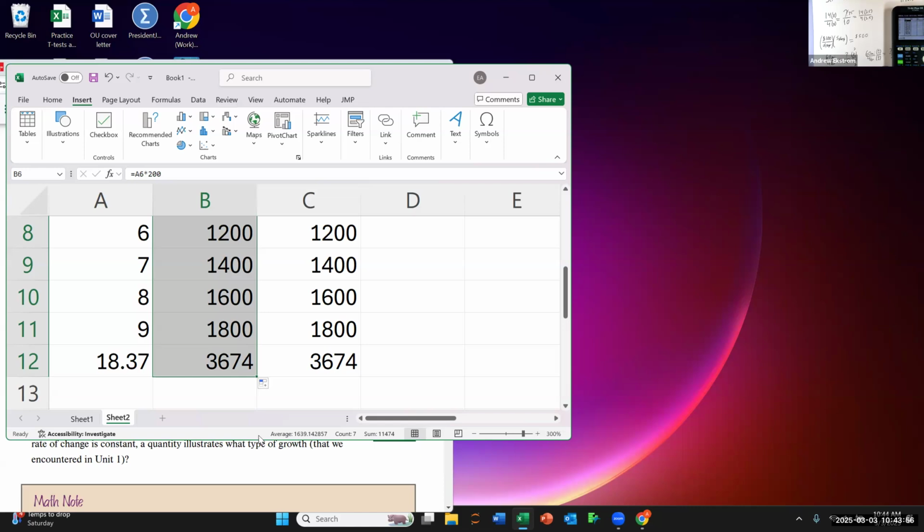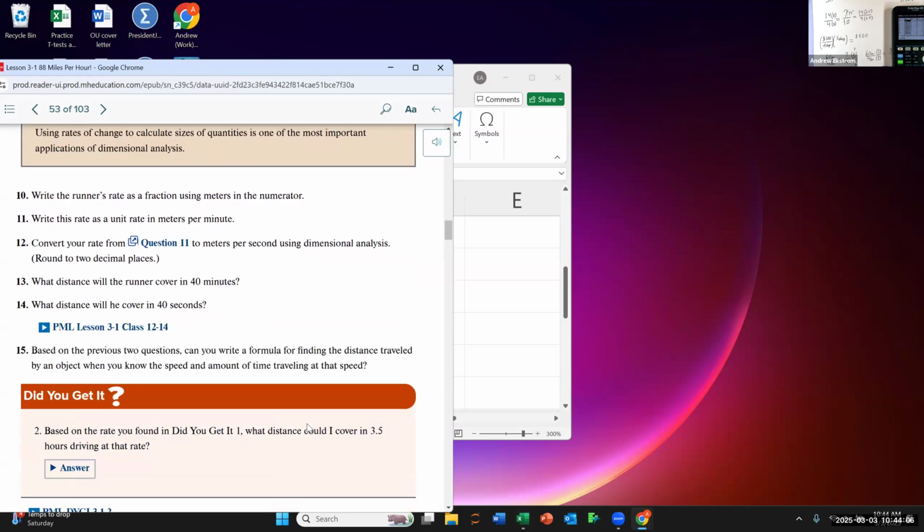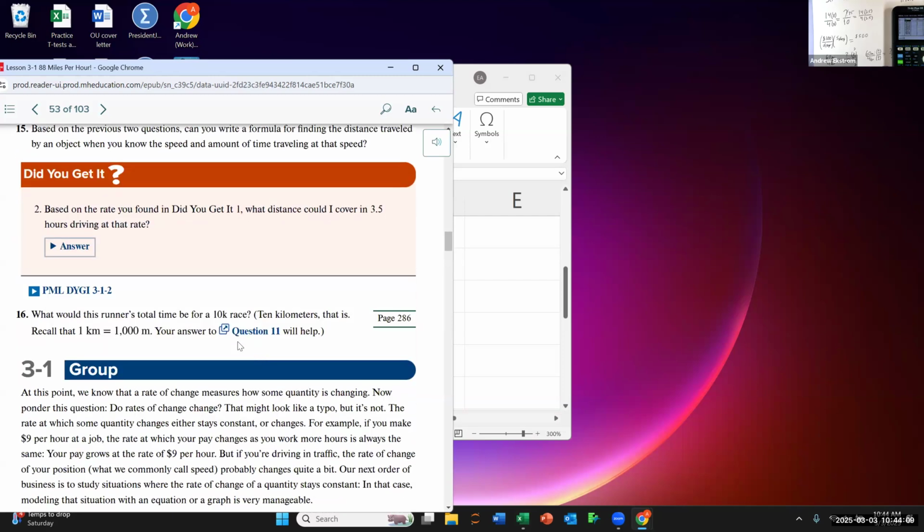So we've got a couple different ways that we can try to answer these problems. It's not going to be that big of an issue. So once we have that, though, we can start getting into questions like here. It says, what would the runner's total time be for a 10K race? 10K race means what? The K stands for thousand. So 10,000, 10,000 what? 10,000 meters or 10 kilometers.